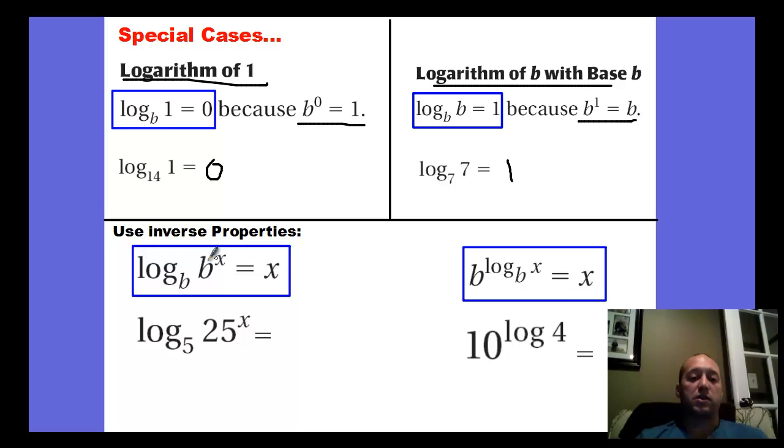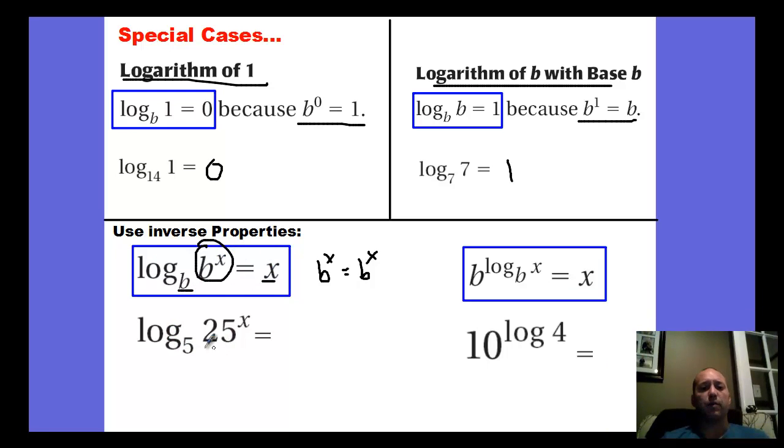Okay, inverse properties. Log base b of b to the x is x. If I put this in exponential form, it may help you realize how this is true. Our base is base b, so b, and then b to the x power has to equal b to the x. So that is true. That is equivalent. So this has got to be a true statement. Log base b of b to the x is x.